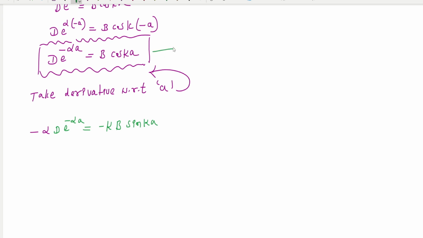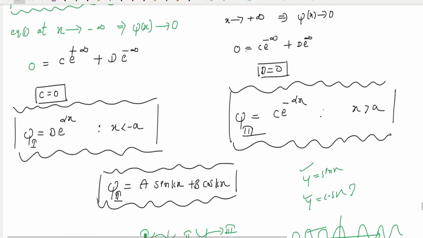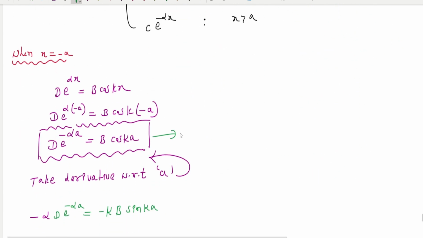Maybe I am using these equations here. Equation numbers are necessary, then only we can understand these things very well. Okay, this is equation number one. This is equation number two. This is equation number three. So this is equation number three prime. Maybe this is equation number four.